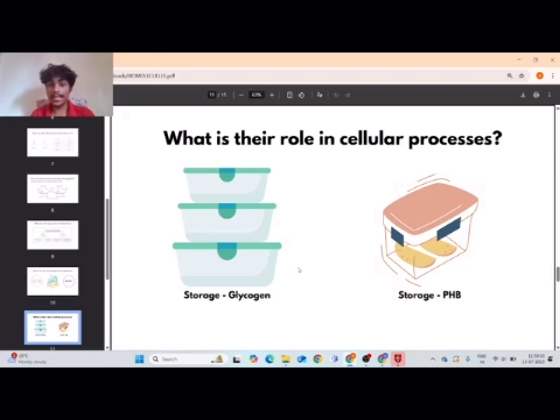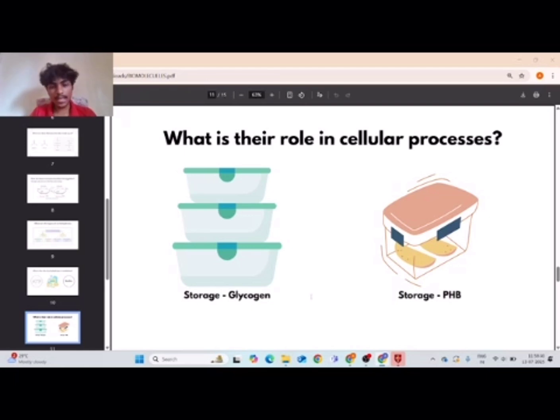Now, as you can see in the diagram, there are two different types of boxes. Essentially, what I am trying to symbolize is that energy is stored in the form of two different molecules. The first one is glycogen, which we humans store as energy in our liver and our muscles, while the other form is used not by humans but by bacteria, in the form of poly-beta-hydroxybutyrate, which is PHB.